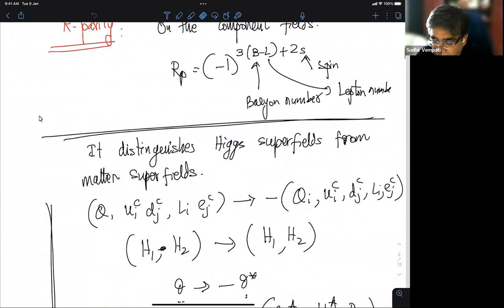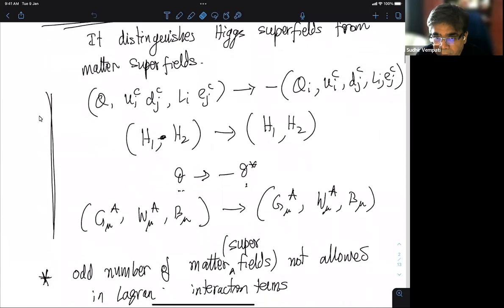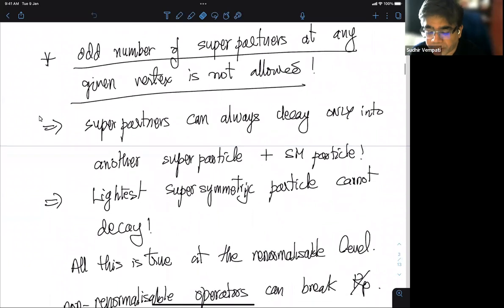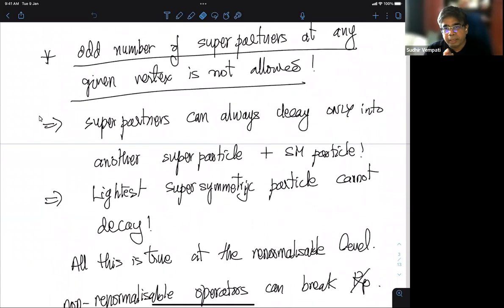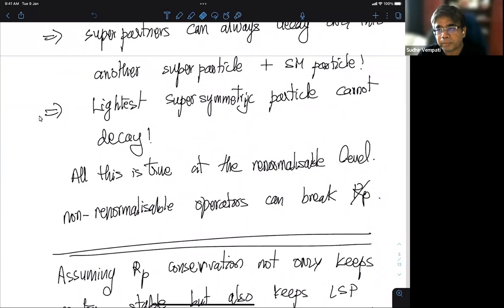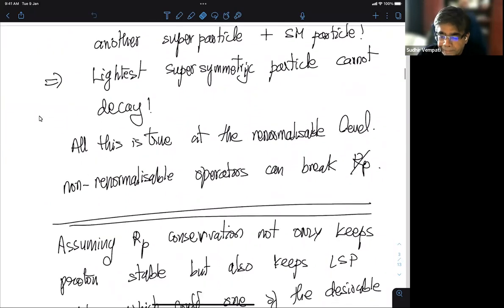Furthermore, it gives something extra. What does it give you extra? It gives you that the lightest supersymmetric particle cannot decay. In the modern language, it's also called the lightest observable sector particle sometimes. We'll talk about it later on when we come to supersymmetry breaking to distinguish these two. The lightest supersymmetric partner cannot decay. And we saw that all this is true at the renormalizable level. Non-renormalizable operators can break R parity.